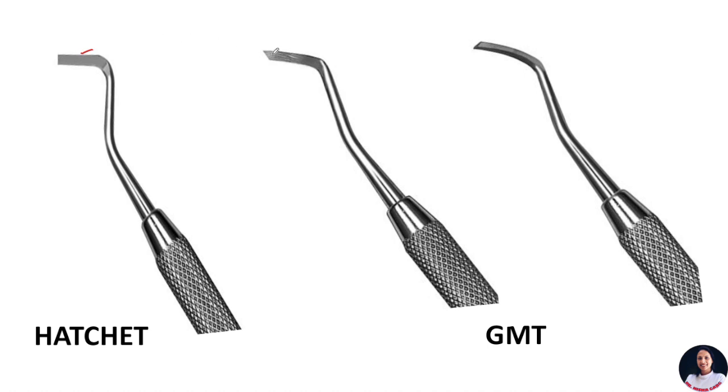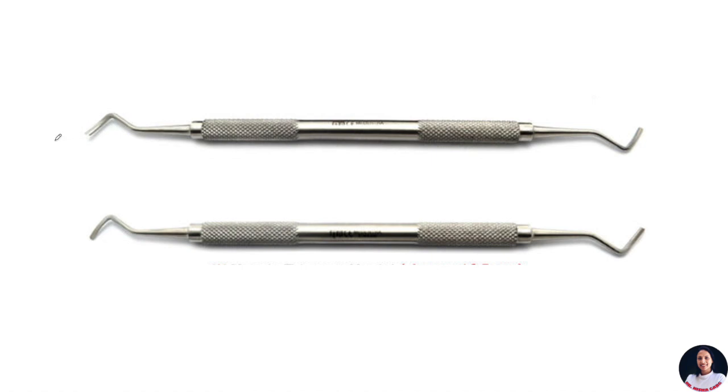And you can clearly see GMT is just like enamel hatchet, except that blade is curved. As you can see here, that blade is curved. And bevel for cutting edge at end of blade is outside the curve. You can see in this image that bevel is on outside of the curve here. GMT is available as double-ended mesial and distal pair instrument. You can see these are the two ends of mesial and distal GMT.